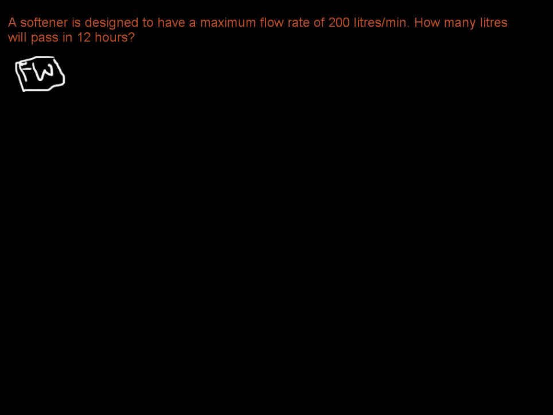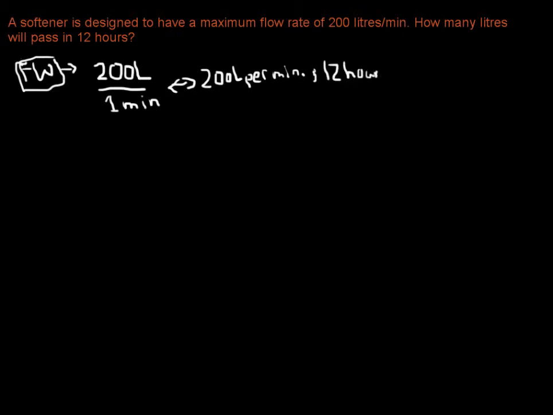We'll see the first way of doing it. First we'll list what we're given. We're given a flow rate of 200 liters for every 1 minute, and that's the same as writing 200 liters per minute. And we're given the total time is 12 hours. The easiest thing to do here would be to convert our total time, which is in hours, to minutes, because our rate is given in minutes.